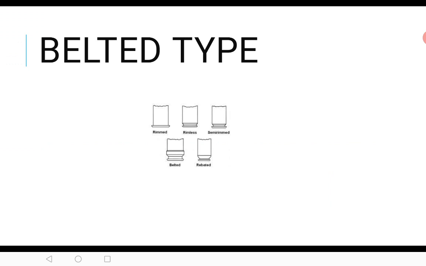Again, pag sinabing belted type, meron siyang protruding metal around the body of the cartridge case. Okay, near the rim. Okay, so those are those.